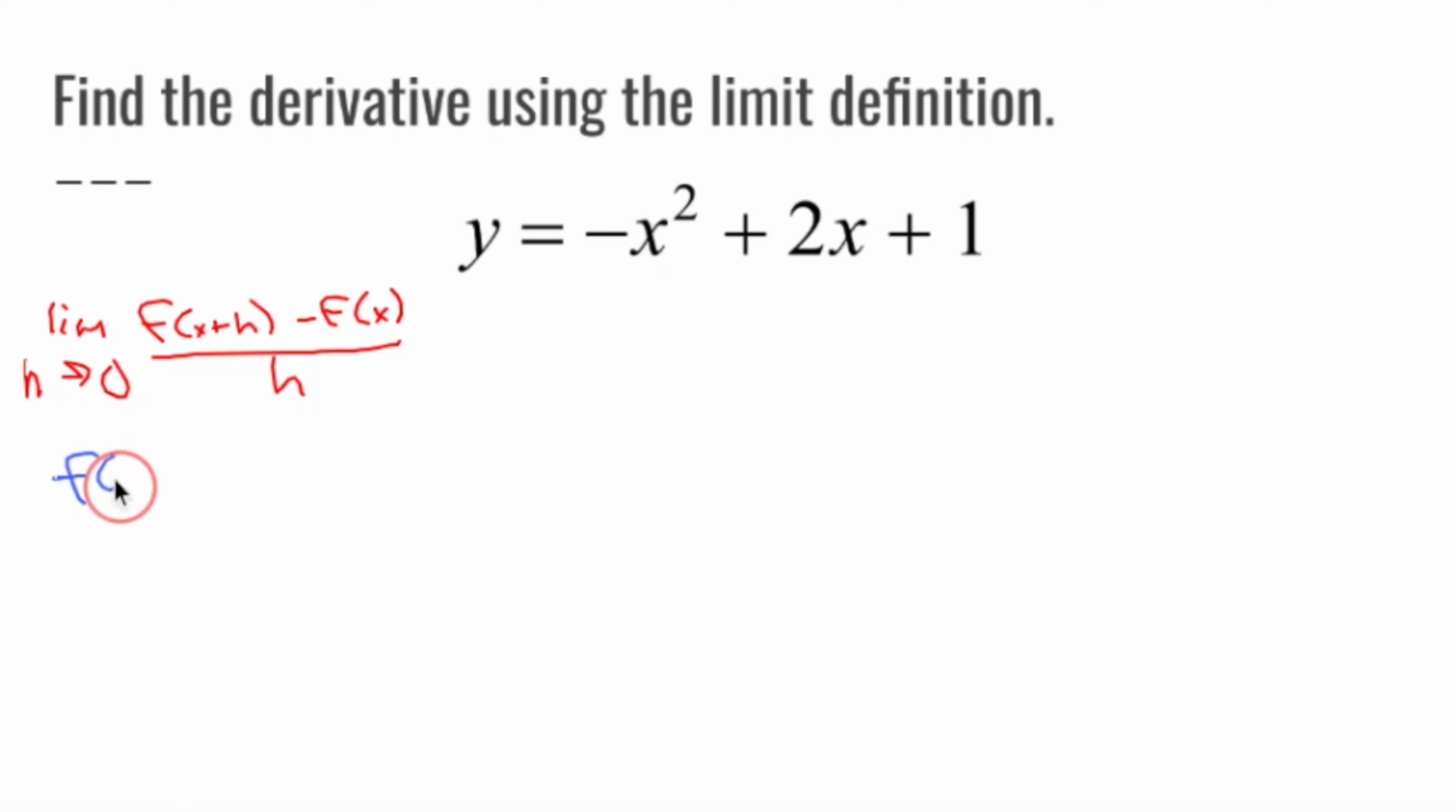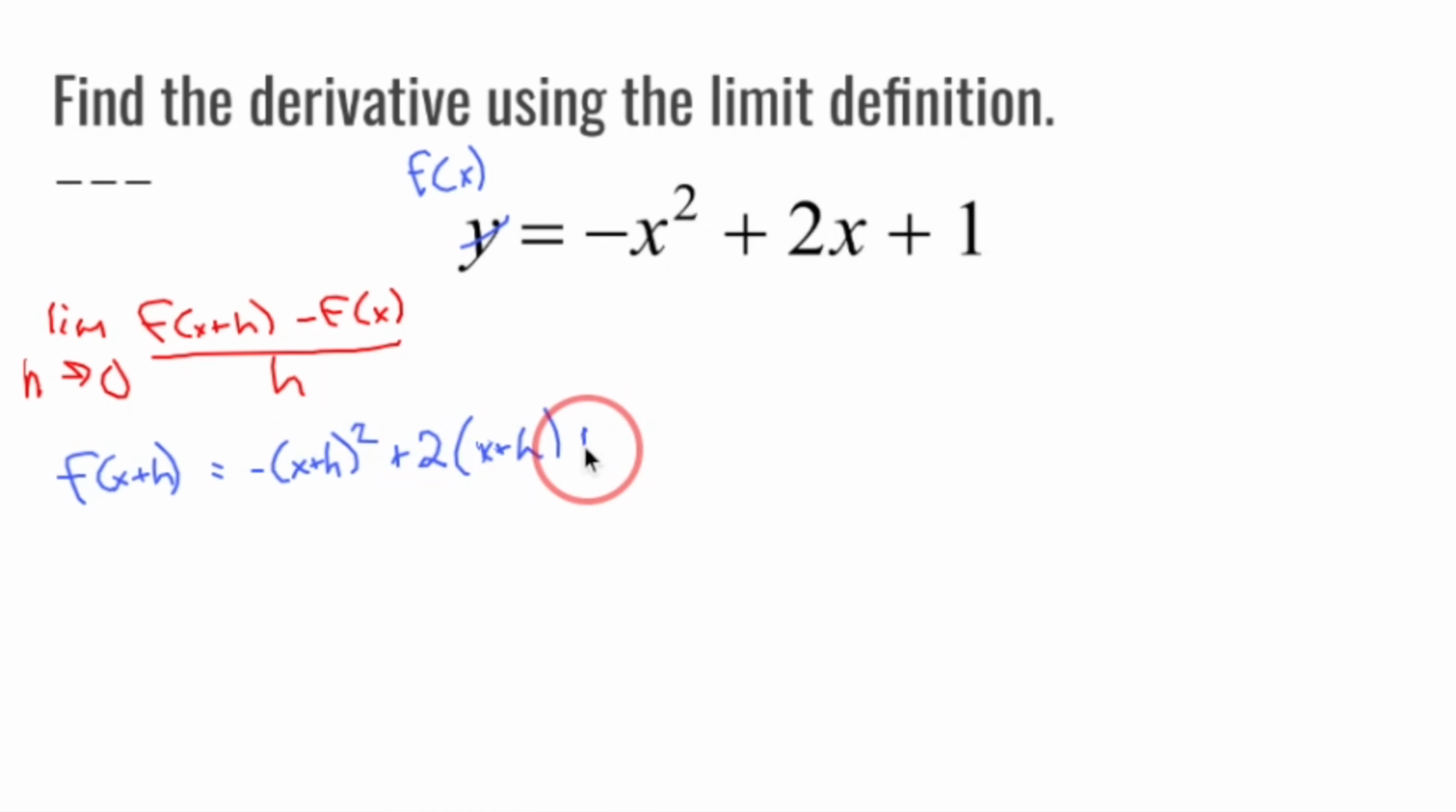So to find f of x plus h, you need to rewrite this original equation. And remember, y and f of x are the same exact thing. You're going to rewrite this equation, and you're going to replace every x value with x plus h. So f of x plus h is negative x plus h in parentheses squared plus 2 times x plus h in parentheses plus 1.